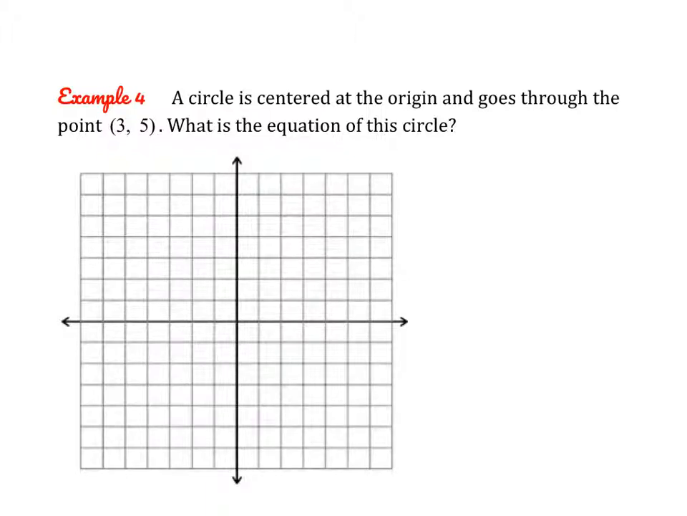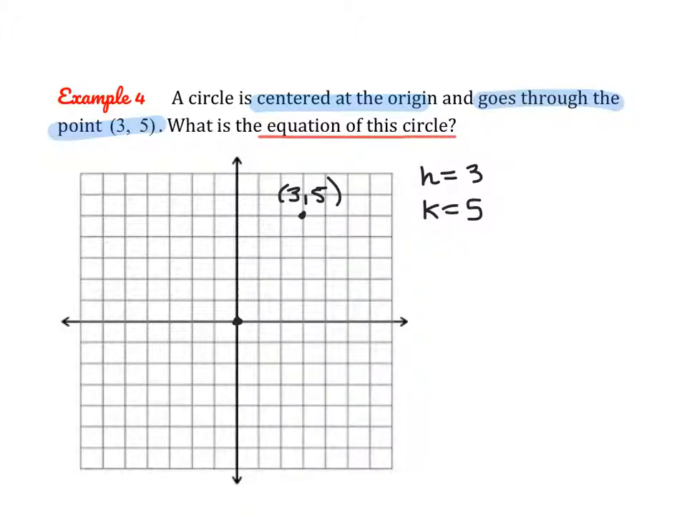All right, let's try one more together. This one says a circle is centered at the origin, and it goes through the point 3, 5. So here is our center, and it goes through this point at 3, 5, which means that this is a point on our circle. So we know that h is 3 and k is 5. They would like us to find the equation. So there's one important thing that we're missing. We have to find the radius if we want to make an equation for the circle.